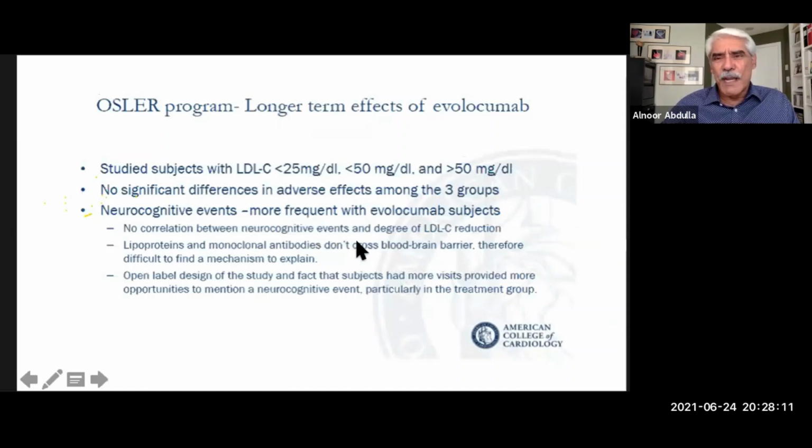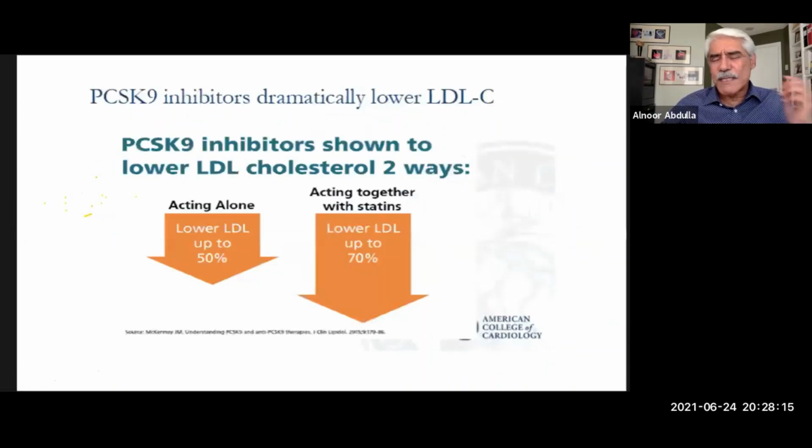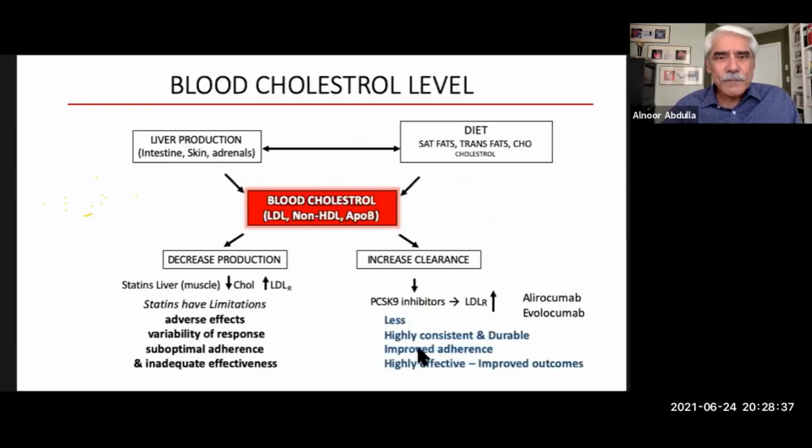disorders or with myalgia. So we are not sure whether these PCSK9 inhibitors cause neurocognitive disorders, and most of the studies have now shown that they don't. And most of the studies have shown that there is no increased myalgia with the PCSK9 inhibitors. So they work extremely well alone, and they work really well in combination with the statins.